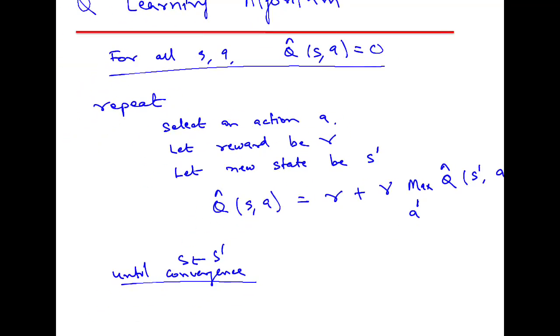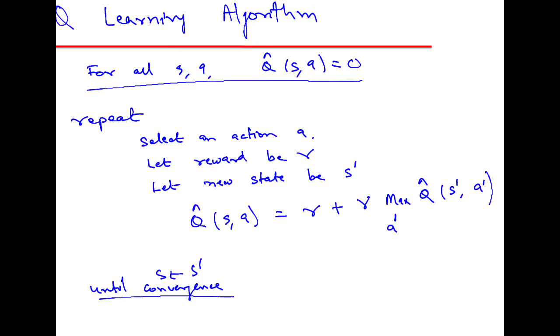So I initialize all the rewards to 0 and I arbitrarily select an action at the present state. Let's say I randomly select, because I have to explore all the actions. I have to see what rewards I will get for each of the actions. And once I execute the action, I get a reward R, and the new state is S prime.